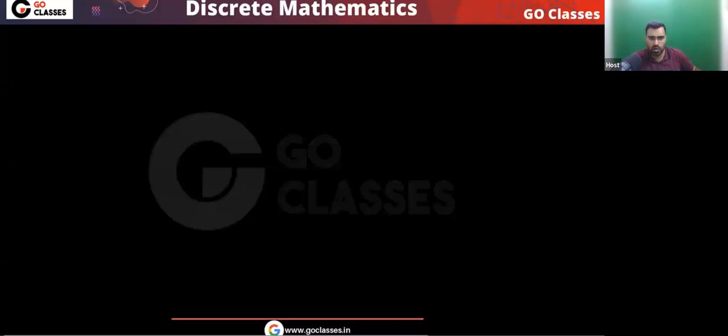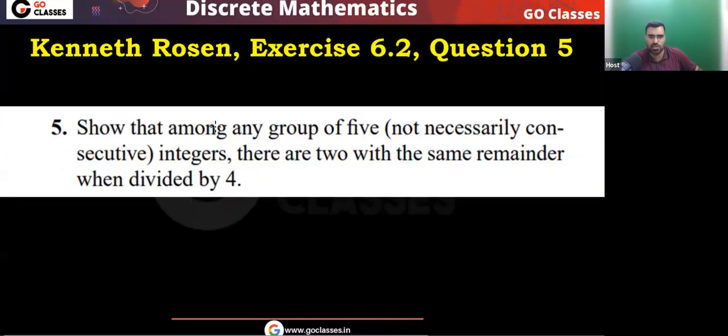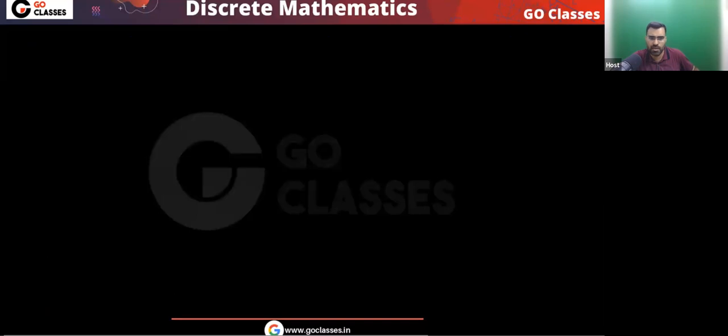Okay, so let's move on. Let's solve this question. This is Kenneth Rosen, exercise 6.2, question number 5. Show that among any group of 5 not necessarily consecutive integers, meaning any 5 integers you take, there are 2 with the same remainder when you divide by 4. Can you prove it? Yes, of course you can prove it.